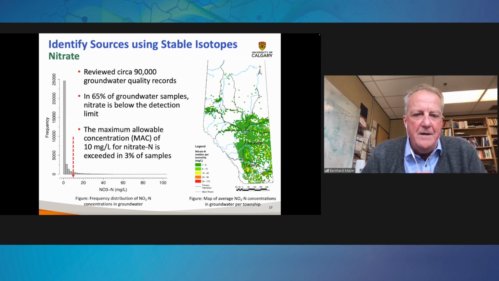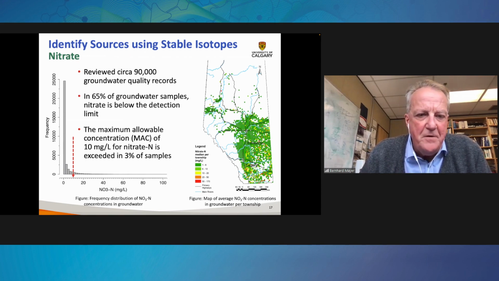It's again in the southeast corner of the province of Alberta, where we have squares with yellow, orange, and red colors indicating that the average nitrate concentration in groundwater exceeds 10 milligrams per liter nitrate N.